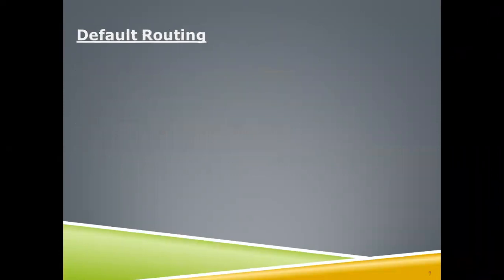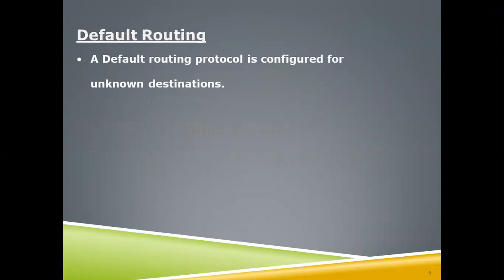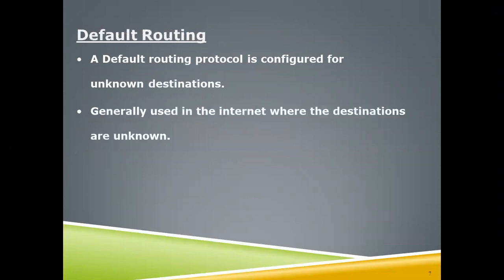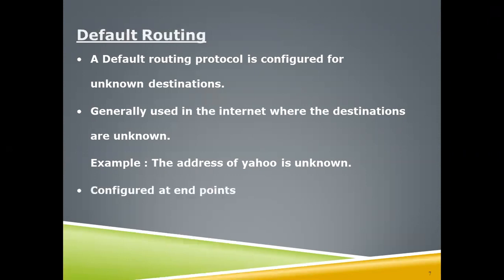Next is default routing. In default routing, a default route is configured for unknown destinations. You can take it as a static route, but if the destination is unknown, it's called default routing. So when the destination network is unknown, we configure a static default route. Generally, it is used in the internet where the destinations are unknown. For example, the address of Yahoo is unknown. So in public networks, when you connect to the internet, the destination networks are unknown, and default routing is used. It is configured at endpoints. It is the last preferred routing.